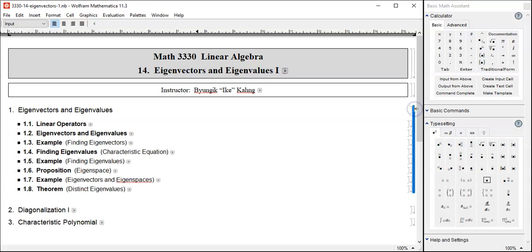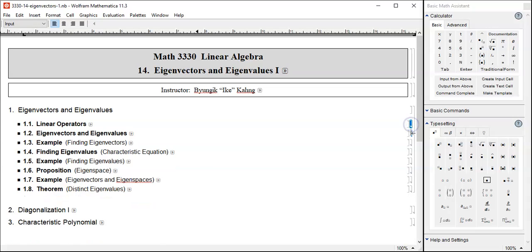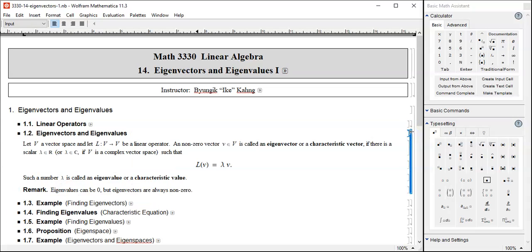The next topic is eigenspace. What did we talk about? We talked about linear operators, a linear map from one vector space to itself, and for linear operators we can define eigenvectors and eigenvalues. L of v is equal to lambda v, where v is a non-zero vector, then it is called an eigenvector. Lambda can be zero, and that's an eigenvalue.